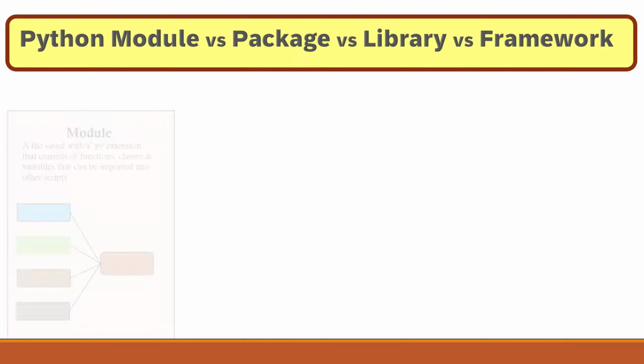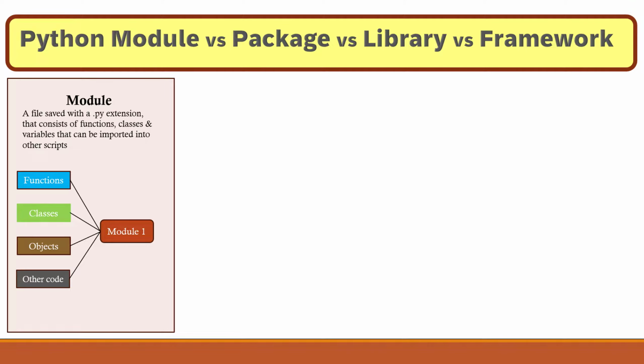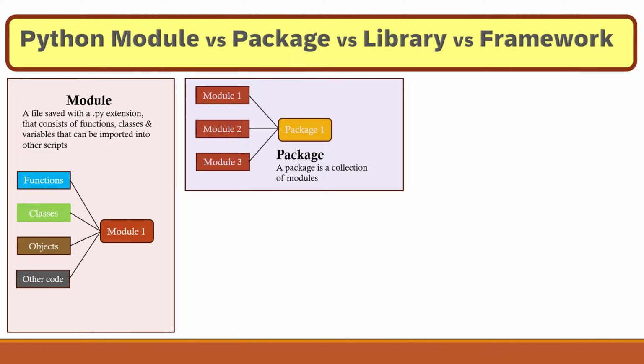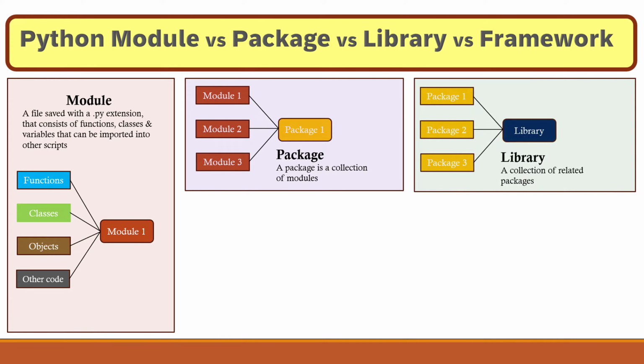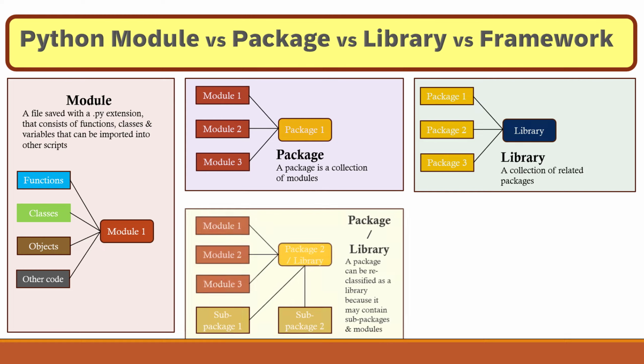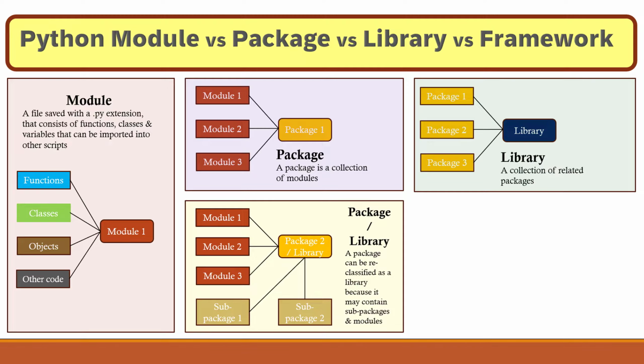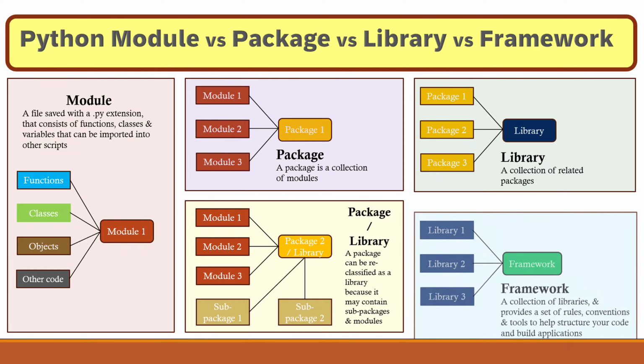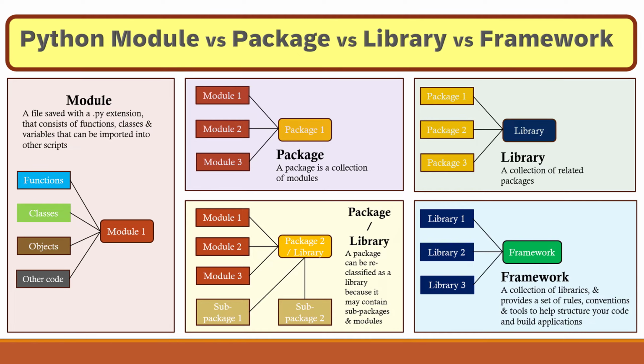To summarize everything here, a module is a file saved with a .py extension and consists of functions, classes, variables, and other blocks of code, also known as a file that contains definitions and statements. A package is a collection of modules. A library is made up of a collection of related packages. A package, by the way, can be reclassified as a library because it may contain sub-packages and modules. Sub-packages means it contains a group of packages, which classifies it as a library as well. And finally, a framework is usually a collection of libraries, but more importantly, it provides a set of rules, conventions, and tools to help you structure your code and build your applications.